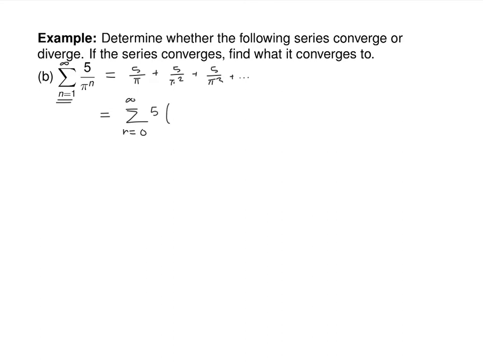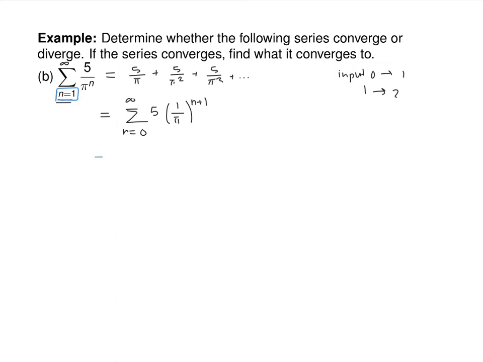The 5 can just hang out, but what you need is the power on that pi to be 1 when you plug in 0. You need it to be 2 when you plug in 1. So when you input 0, you need to get out a 1. When you input 1, you need to get out a 2. So your exponent here will have to be n plus 1. So if you decrease where you start, you have to increase the exponent.